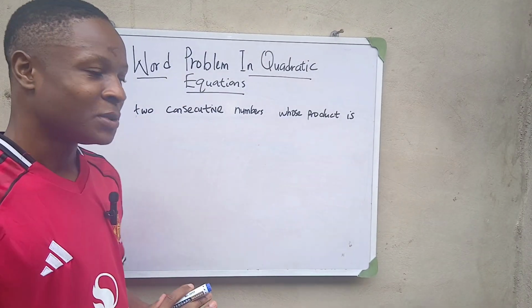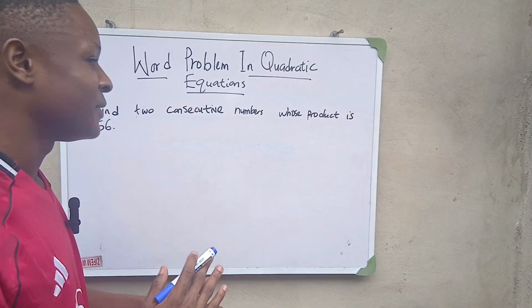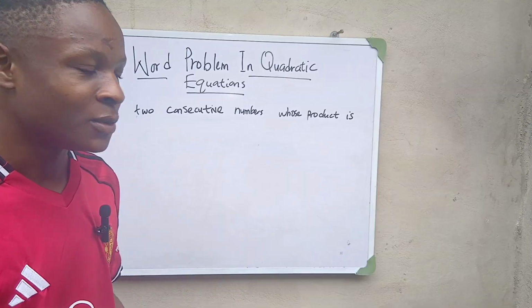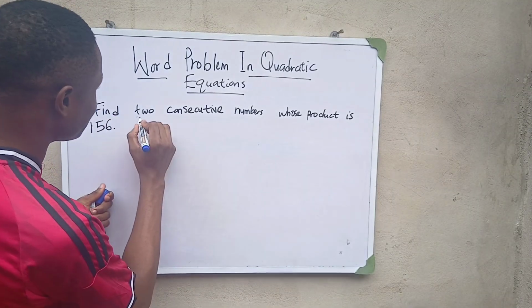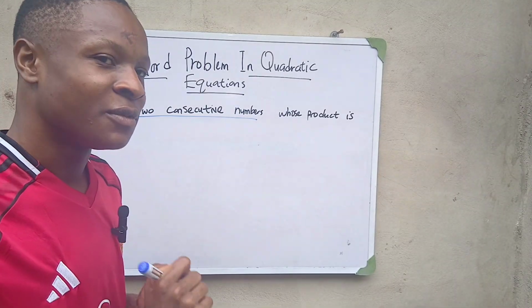Now we have the second problem. It says find two consecutive numbers whose product is 156. Now we are going to follow this word problem word by word. Now it says find two consecutive numbers. Now what are consecutive numbers?